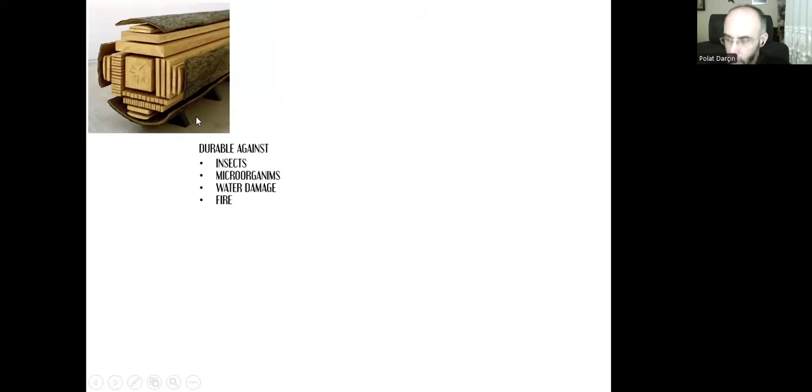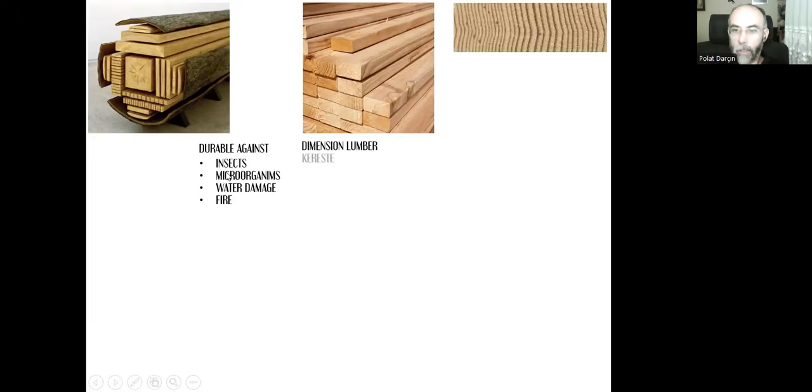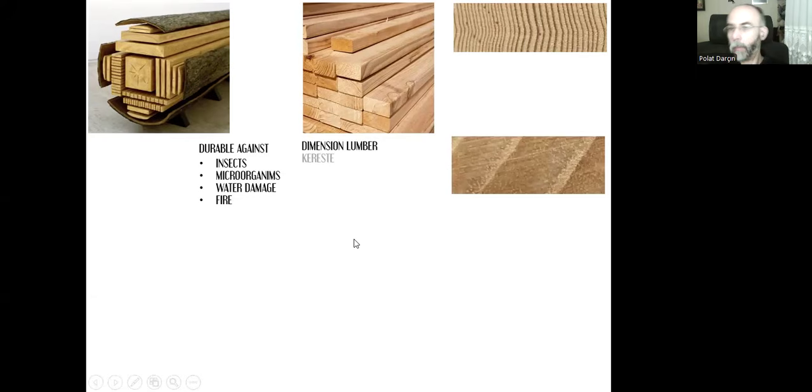We get this tree trunk and we saw it into different size of pieces, and we can use these pieces. These are called dimension lumber or kereste in Turkish, and based on the annual rings, we can have these lines which can be tight. The gaps in between these annual rings can be short, or we can have wider gaps based on the tree type and the growing conditions. That's what we are looking for.